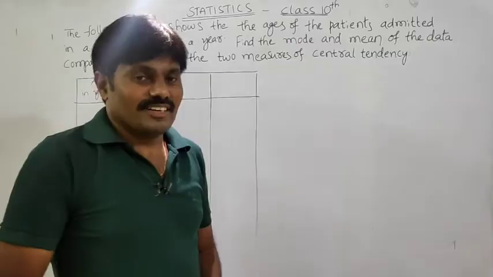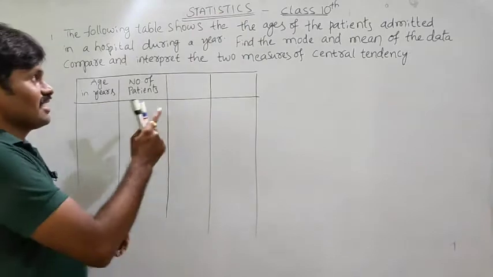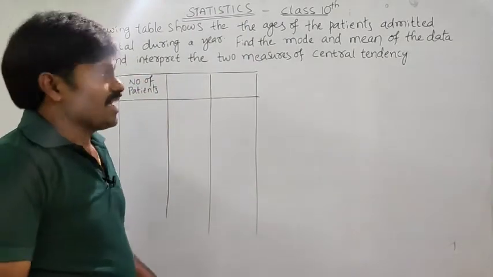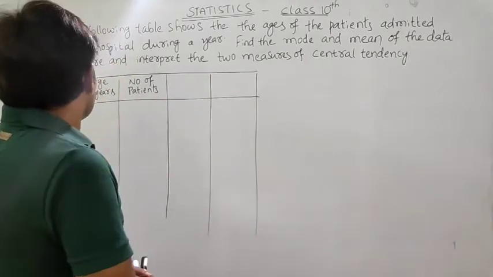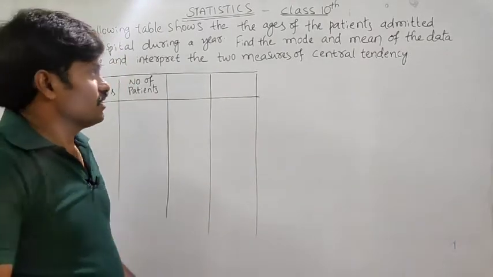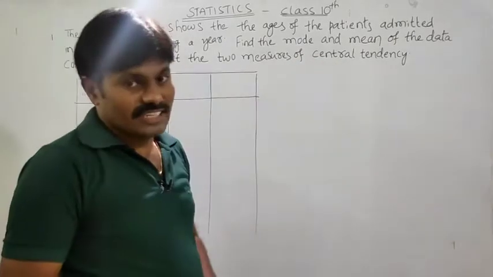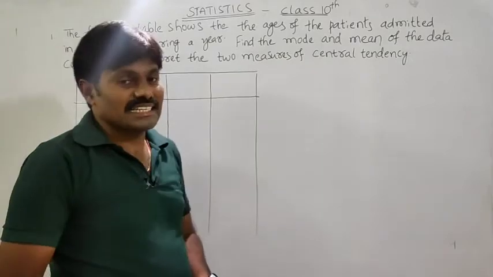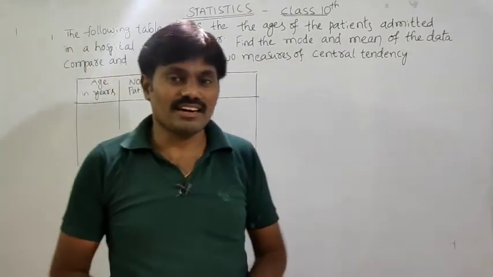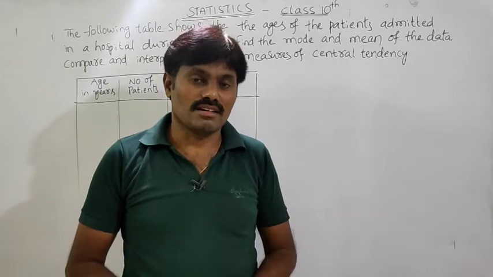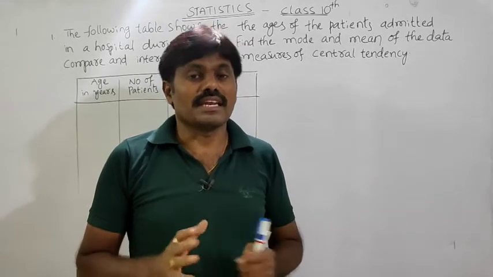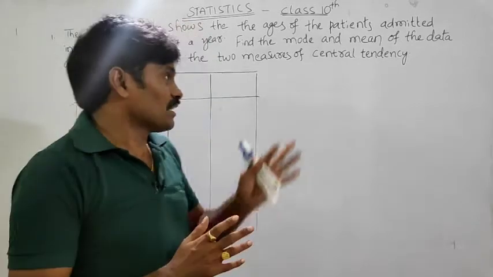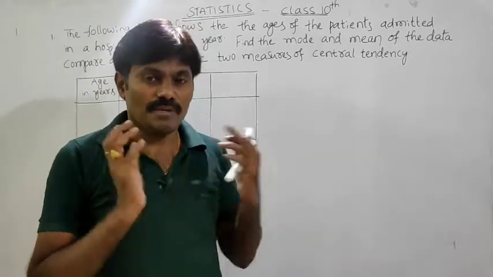Now see my dear children, the problem in exercise 14.2: the following table shows the ages of the patients admitted in a hospital during a year. Find the mode and mean of the data. Compare and interpret the two measures of central tendency. Here they ask us to find not only the mode but also the mean, and also to compare and interpret. Interpretation means commenting on that.